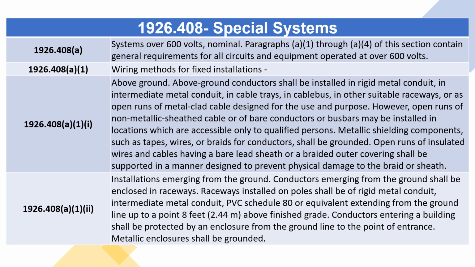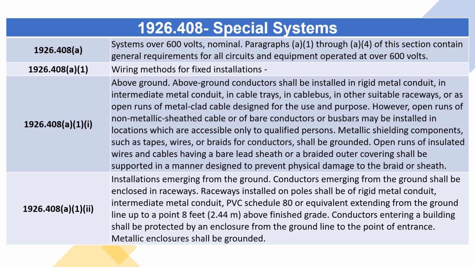1926.408, A1, Wiring methods for fixed installations. 1926.408, A1, I, above ground. Above ground conductors shall be installed in rigid metal conduit, in intermediate metal conduit, in cable trays, in cable bus, in other suitable raceways, or as open runs of metal-clad cable designed for the use and purpose. However, open runs of non-metallic sheathed cable or of bare conductors or bus bars may be installed in locations which are accessible only to qualified persons.